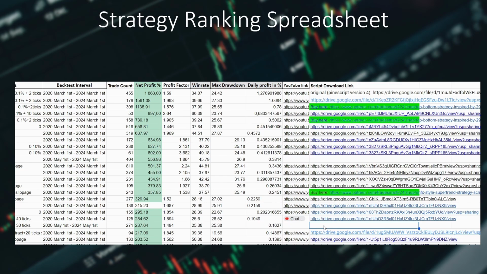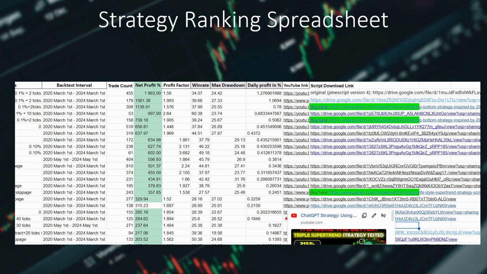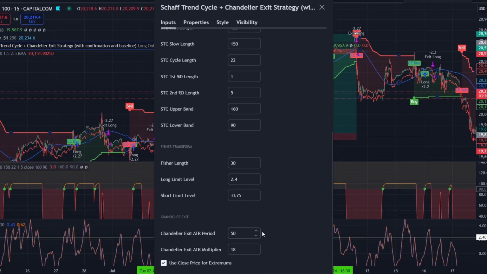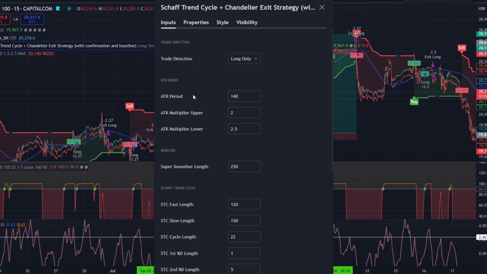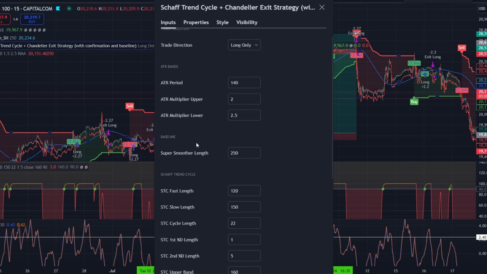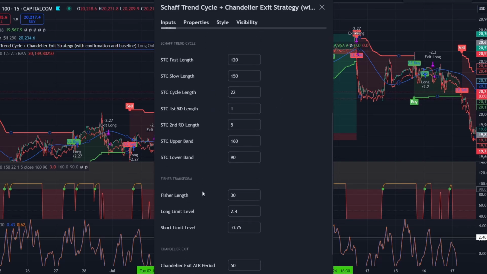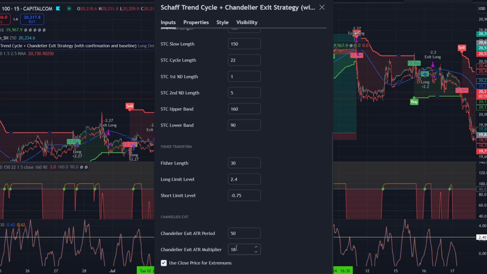Oh, and I forgot to mention how you can get the strategy script for free. So this is how the full script looks. It has many settings you can modify. You can limit the trade direction, you can set the stop loss distances, the baseline, the Schaff trend cycle settings, the Fisher transform and the chandelier exit at the bottom.